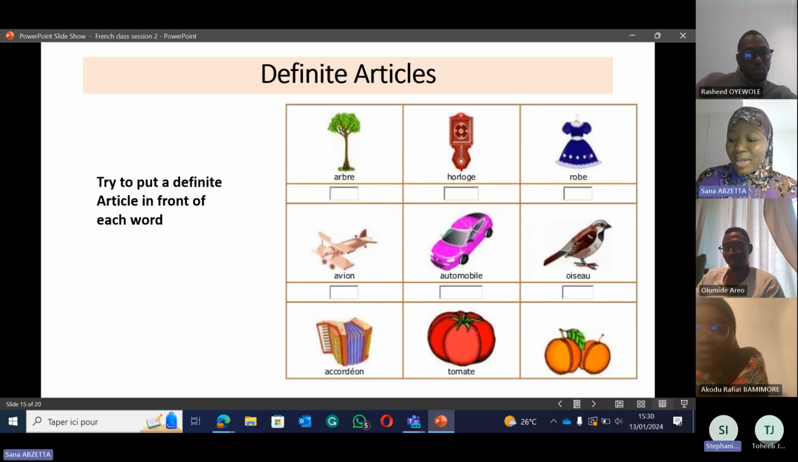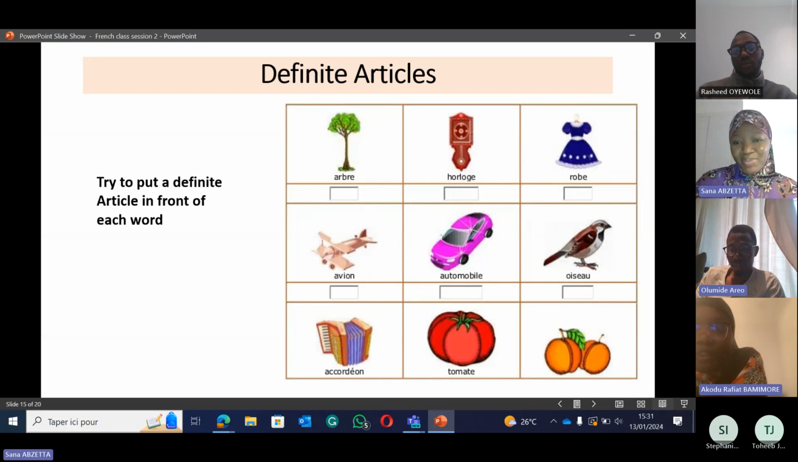Okay. The second word is horloge. Do you think horloge is a feminine or a masculine word? Feminine. Okay. So normally, what do you think is the correct article here? La or.